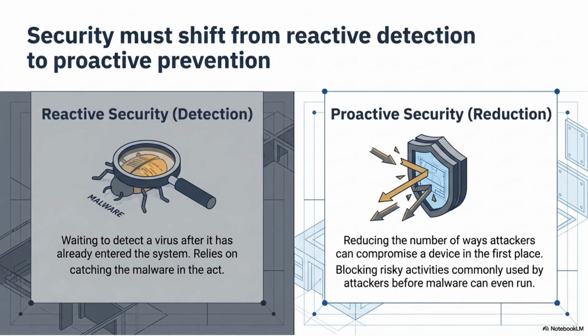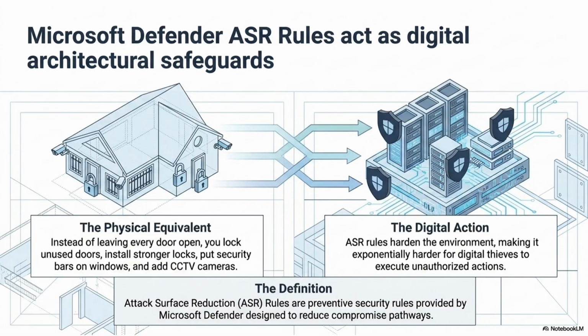Think about our house example again. Instead of leaving every door open, you lock unused doors, install stronger locks, add CCTV cameras, put security bars on the windows. Now it is much harder for a thief to enter. ASR rules do something similar for your computer. They block risky activities that attackers commonly use even before malware can run. Instead of waiting to detect a virus, ASR rules try to prevent the attack from succeeding. This is why they are considered a preventive security feature.